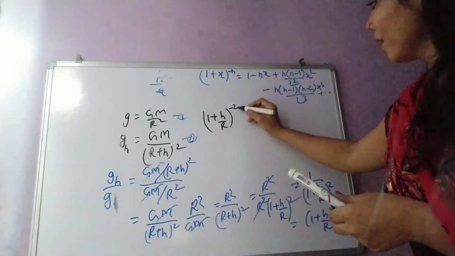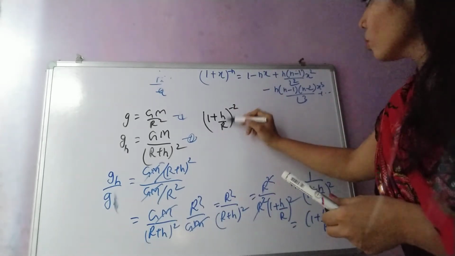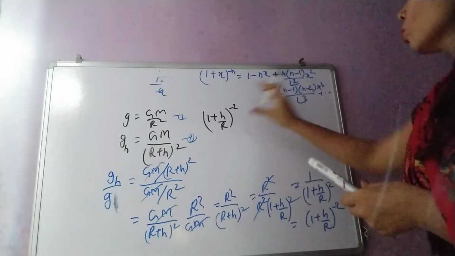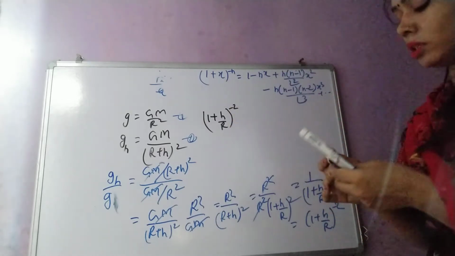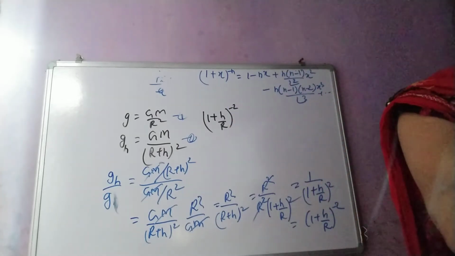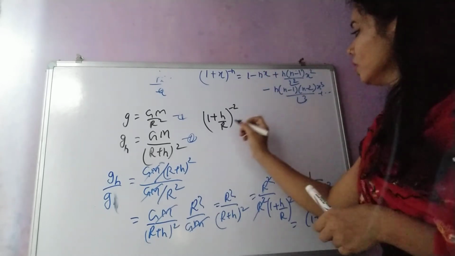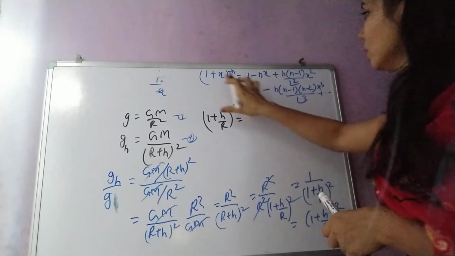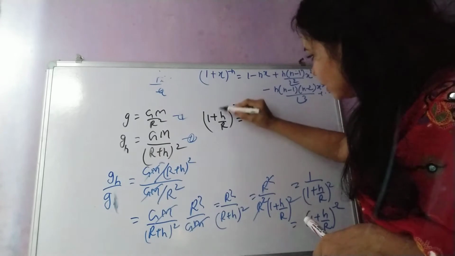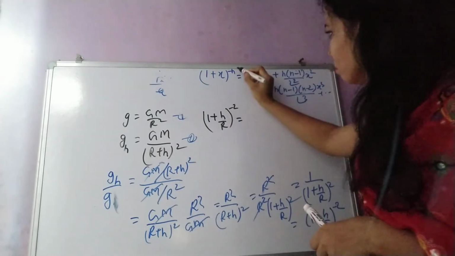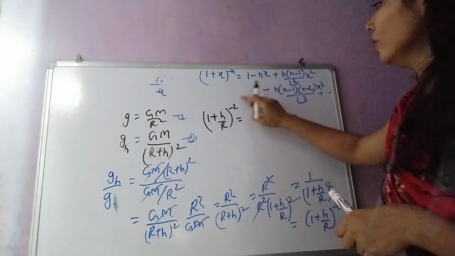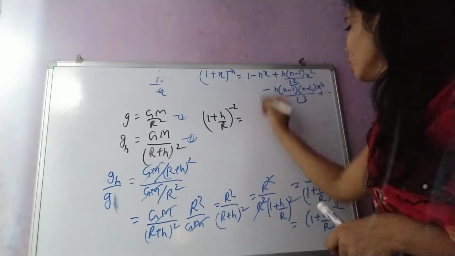At the place of n is 2 and at the place of x is h by r. So I will substitute these values in these equations. Now by using this, you know, that is equals to, now see, at the place of x is h by r minus 2 minus n. So at the place of n you can substitute 2. So I am substituting in this formula.